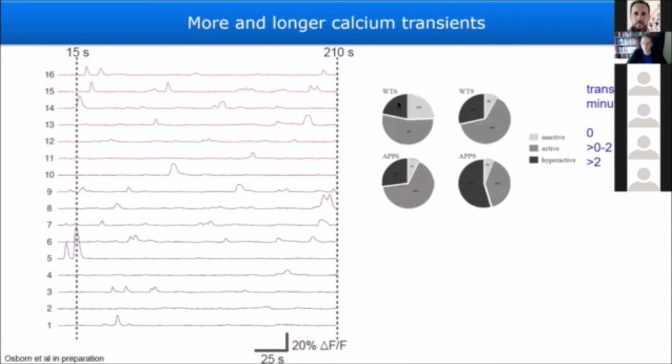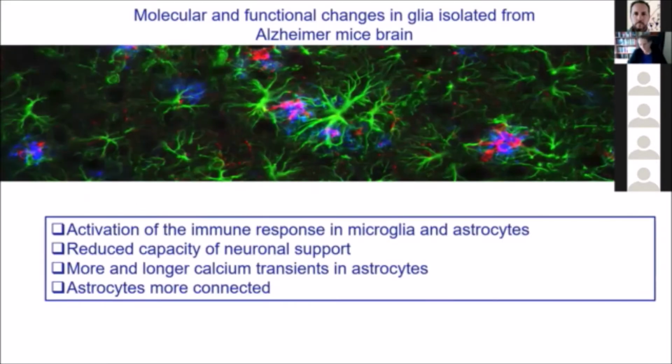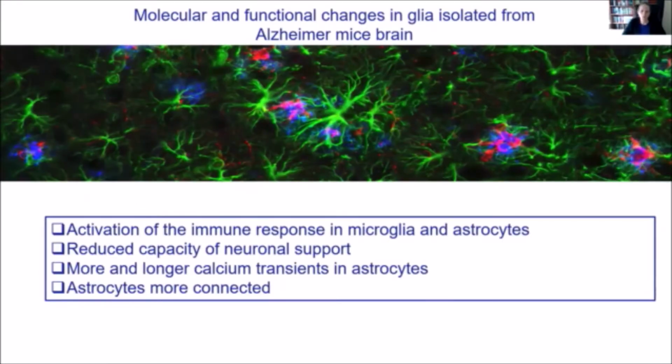And what we found was that the top two are wild type mice, and the bottom two are two Alzheimer mice of different age, 6 months and 9 months of age. What we did find was that we have more and longer calcium transients. So there is also a functional change in these astrocytes. So making a very long story short, what we find in Alzheimer mice brains is that there's an activation of the immune response in the microglia, but also in the astrocytes. And there seems to be a reduced capacity of neuronal support, and we do see more and longer calcium transients in astrocytes. And we also have the feeling that astrocytes are more connected, although we are still working on that part.